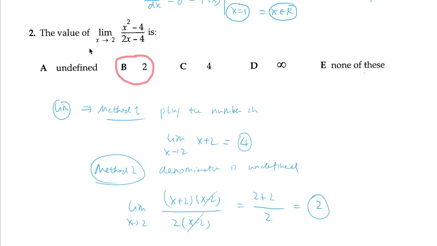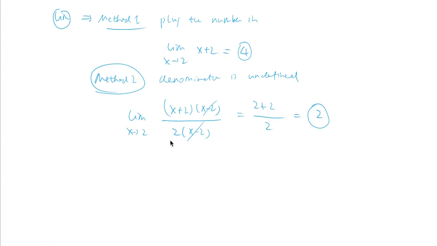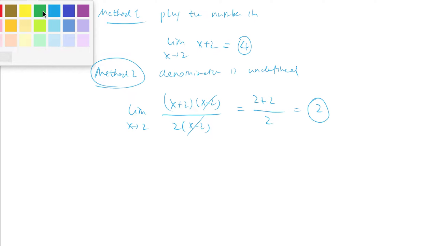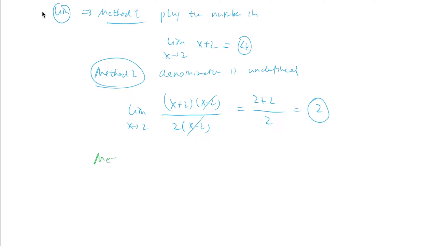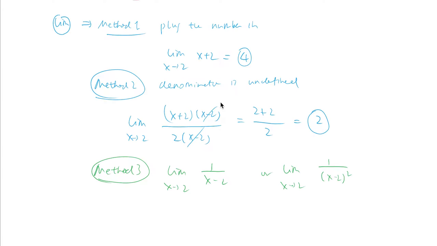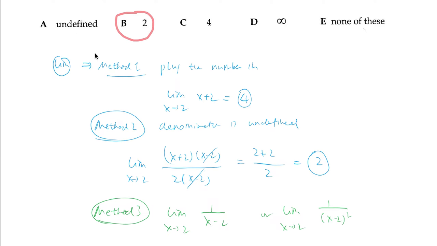Okay, you might ask me, what if we can't cancel the denominator? What should we do? Let's have a look at method 3. Sometimes we can't cancel the denominator. So what if it just asks you limit x approaches 2, 1 on x minus 2? Or sometimes something like limit x approaches 2, 1 on x minus 2 squared. How do we know whether the limit is defined? If it is defined, it will have a specific value. If it is undefined, then you can never work it out.